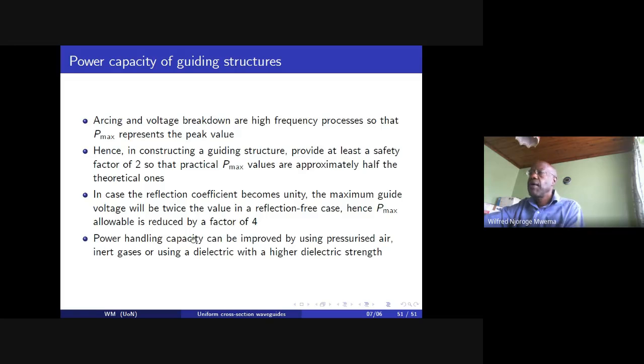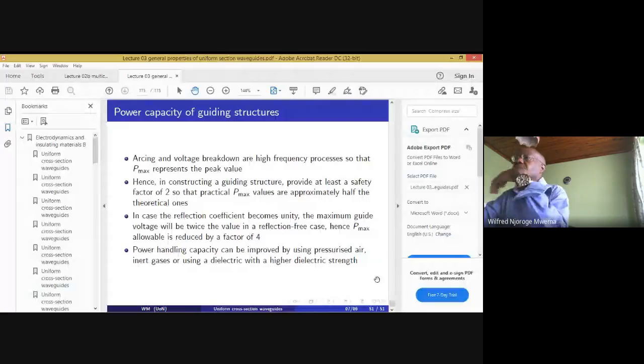Power handling capacity can be improved by using pressurized air. We use inert gases with a higher breakdown strength, or we use dielectrics with higher dielectric strengths, so to speak. And that brings us to the end of that. I propose now to stop there, and we can continue from there next week.